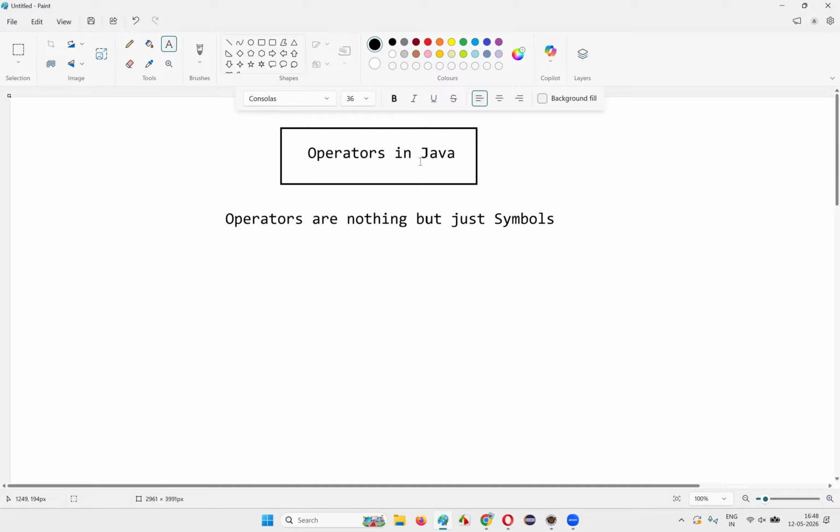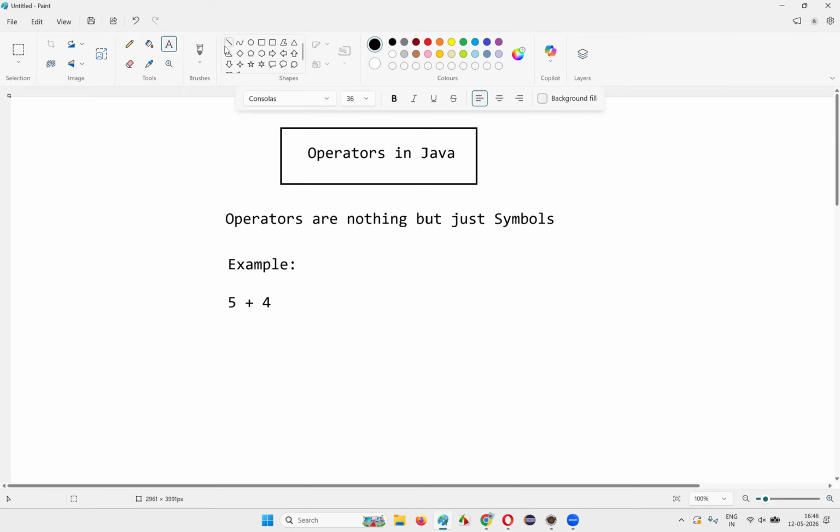For example, in Java programming language, for the addition operation, we have a symbol known as the plus operator. Using this plus operator symbol, we can do addition of numbers or data. For example, surrounding this plus, we have 5 and 4. This 5 and 4 will be added using this plus operator symbol in Java, and the result will come as 9.